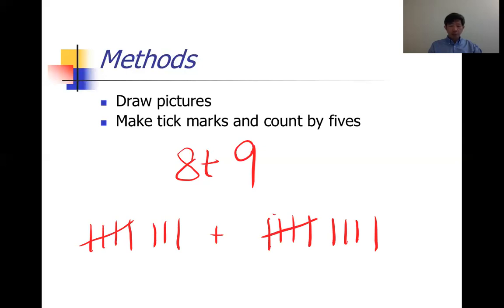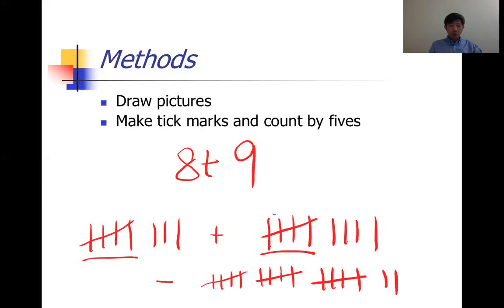But we can count by 5. Once we want to count by 5, here is 5, here's another 5, and we have 1, 2, 3, 4, 5, 6, 7. So we count by 5, another 5, and then 1, 2, 3, 4, 5, and left over 2. So that will be the answer, okay?